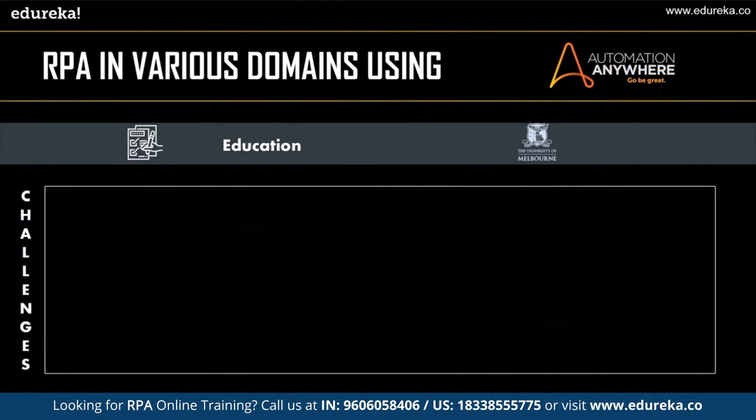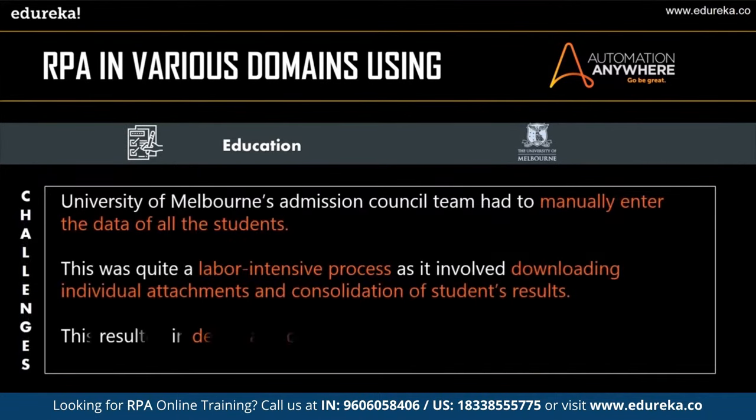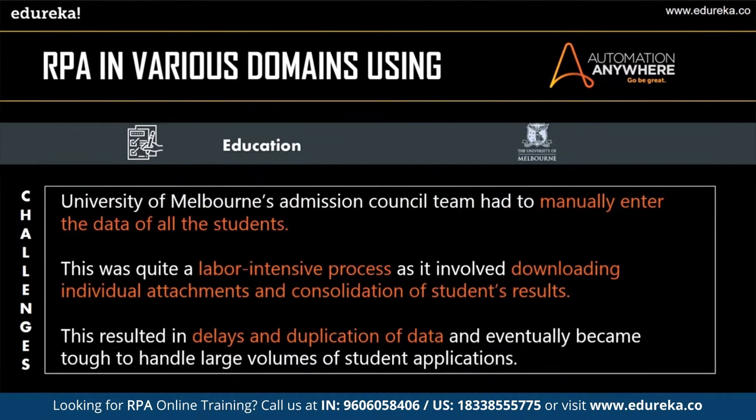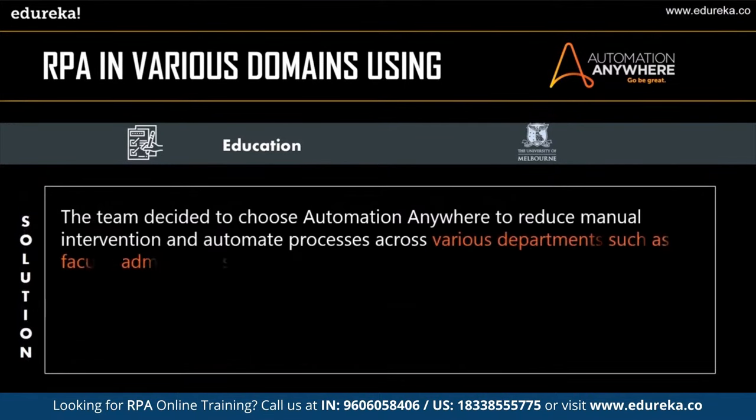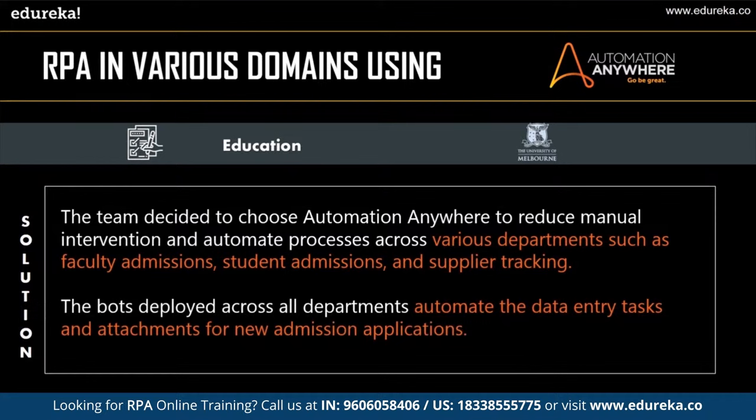Now being one of the top institutions, the University of Melbourne's admission council team had to manually enter the data of all the students. Now, this was quite a labor-intensive process as it involved downloading individual attachments and consolidating students' results. Due to such an intensive process, it resulted in delays and duplication of data and eventually became tough to handle large volumes of student applications. So to overcome these challenges, the University of Melbourne decided to deploy bots to automate the processes of downloading individual attachments and consolidating with student results.